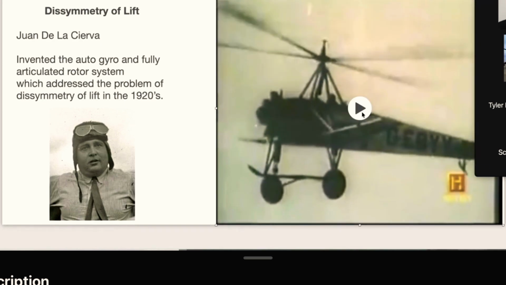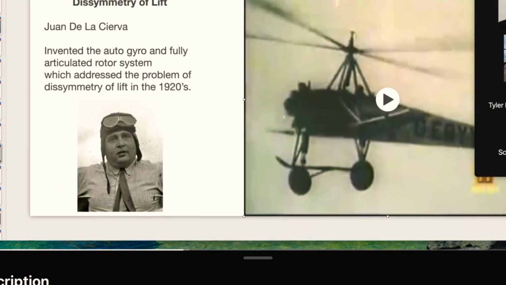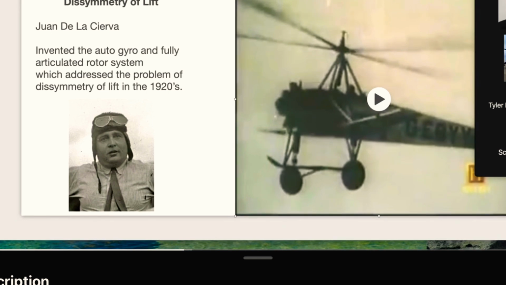So in the early 1920s, Juan de la Cierva invented the fully articulated rotor blade system, which compensated for that dissymmetry of lift. And it's thanks to Juan for solving this critical aerodynamic problem that he paved the way for rotorcraft to evolve to what we have today. And that was just a brief overview of the dissymmetry of lift and retreating blade stall.